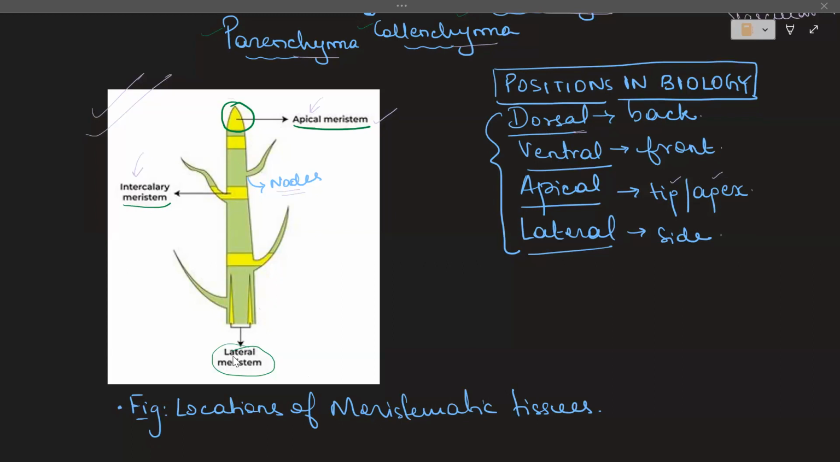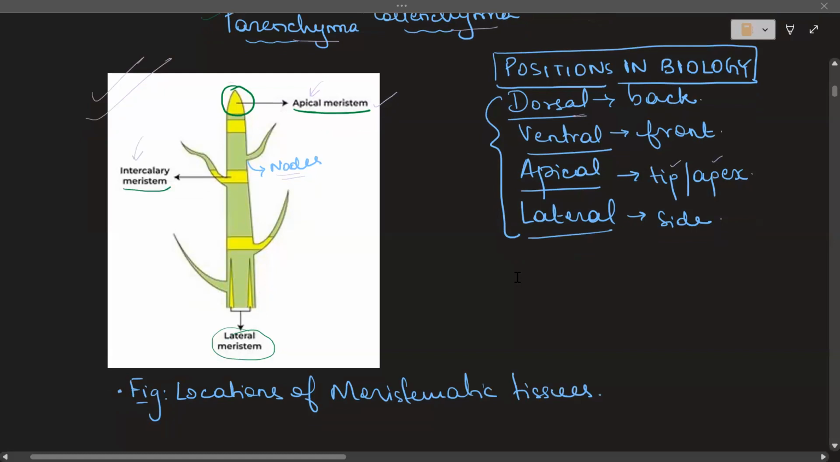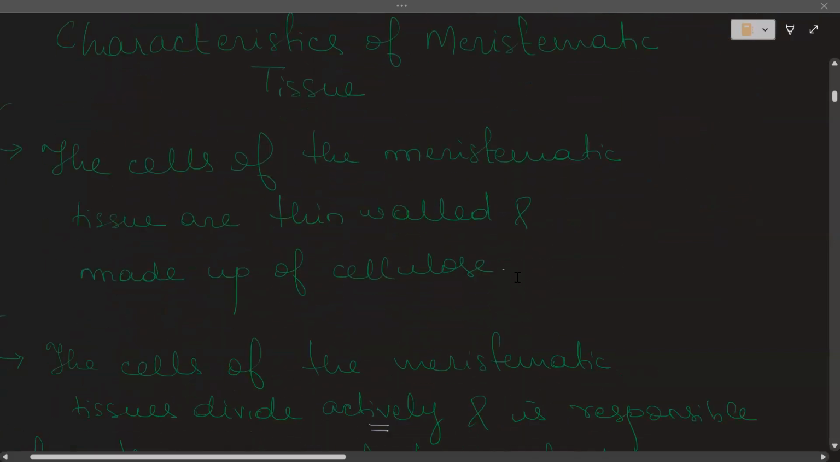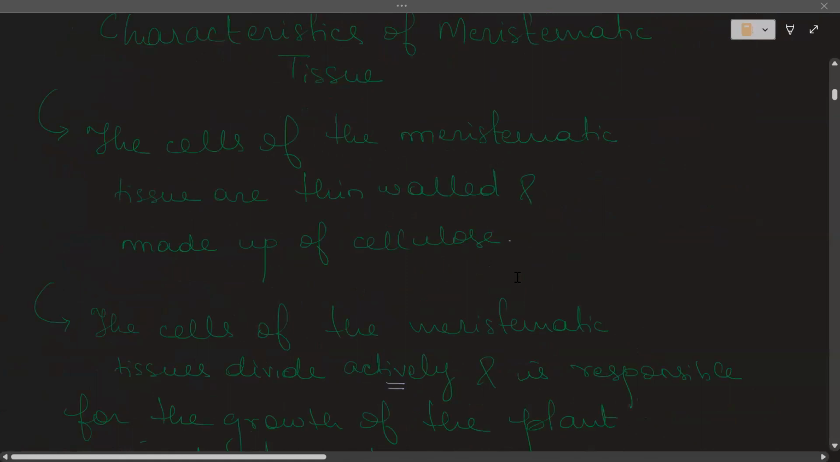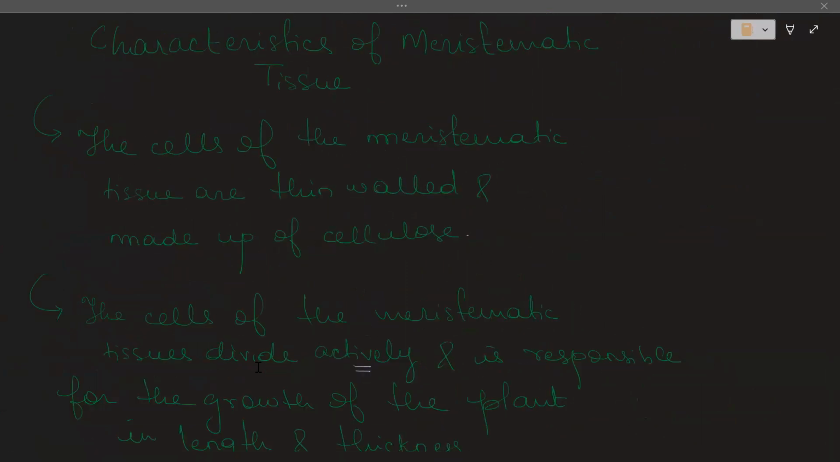Ma'am, done. Everyone is done? All of you draw the diagram nicely. Did you label it? Yes, ma'am. Did you write the positions? Yes, ma'am. Okay, very good. Ma'am, we have to note down this, right? Yes, yes. Now you can note down the characteristics of meristematic tissue.